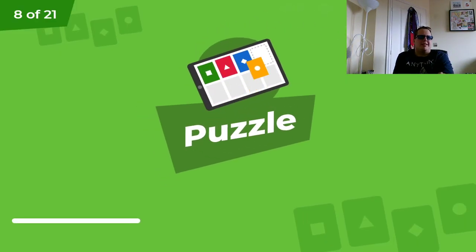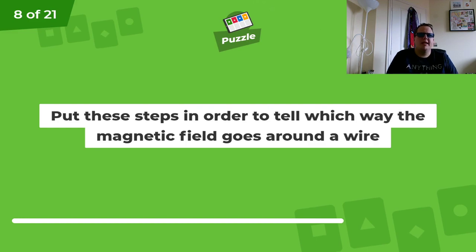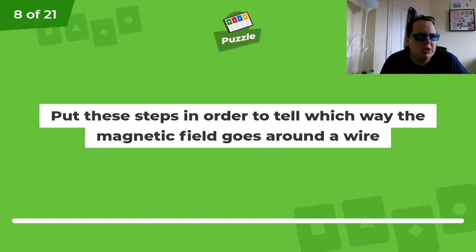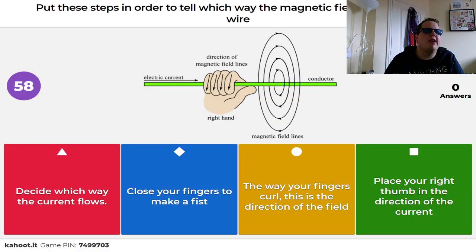So, question 8. Okay, put these steps in order to tell which way the magnetic field goes around a wire. The diagram's there to help you.